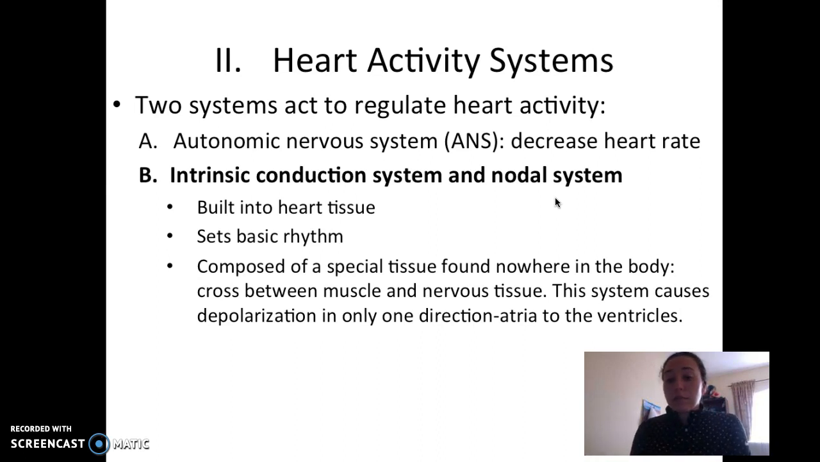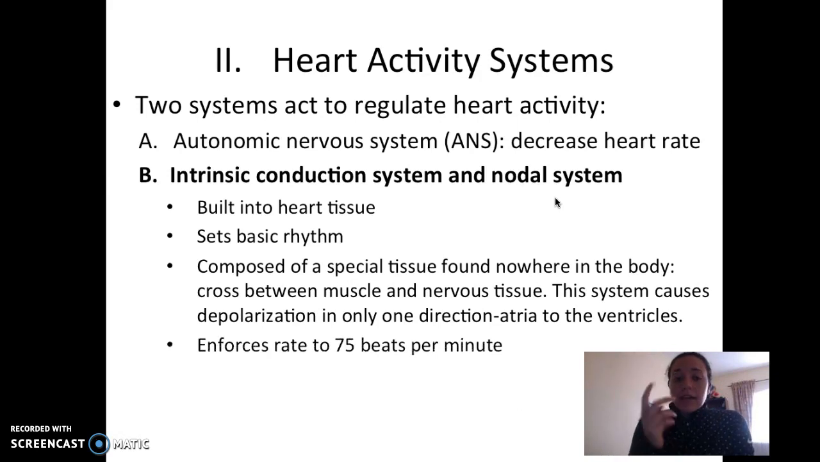This system causes depolarization in one direction, which would be from the atrium into the ventricles. Not the opposite, but always depolarization will go atrium to ventricle. In other words, the atrium contracts, causing the ventricle to contract. It will enforce a 25 beat per minute rate. Make sure you know that that's how many beats you should have in a minute without exercise or anything else. That's average.